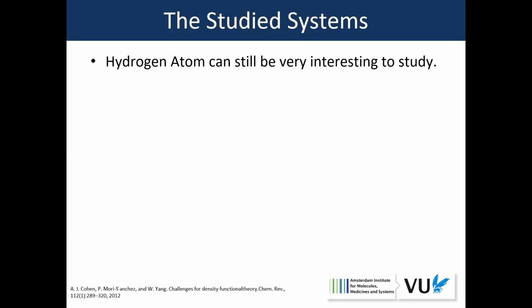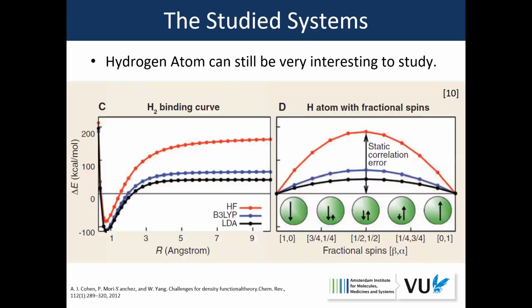So the hydrogen atom is still very interesting to study because, for example, Yang, Cohen and Mori-Sanchez showed that just looking at a hydrogen atom, you can look at the fractional spin system where you have a half spin up and a half spin down, which you get in the restricted Hartree-Fock case when you increase the bond length to infinity and look at one atom locally. The energy that DFT functionals, but also Hartree-Fock give is exactly equal to the static correlation energy, as you can see here on the right-hand side.